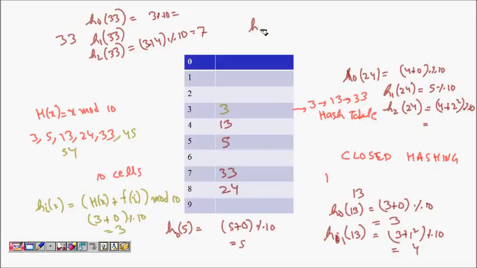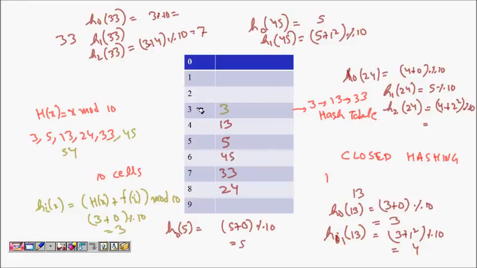Then we do 45. h_0(45) is 45 mod 10, so 5 plus 0, so 5 will be the first place, but it's already occupied. h_1(45) is 5 plus 1 squared mod 10, so 6, and it will come here.